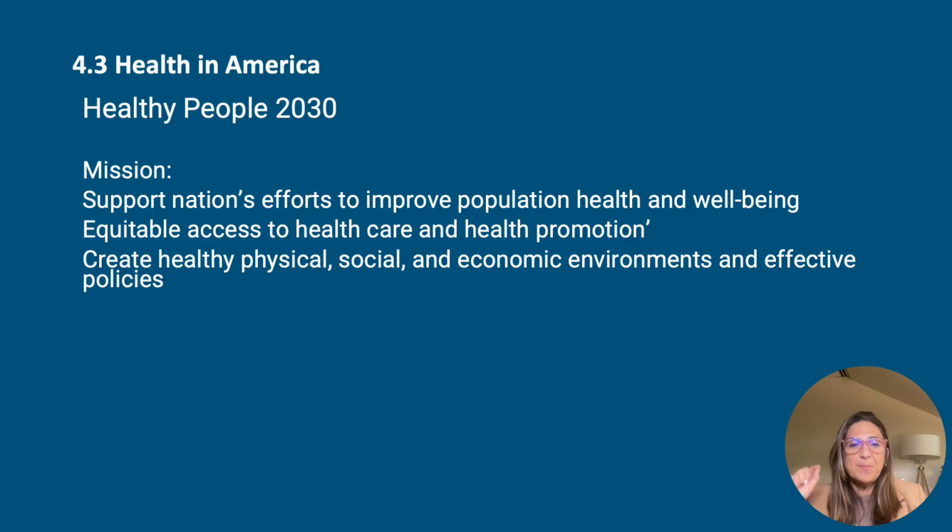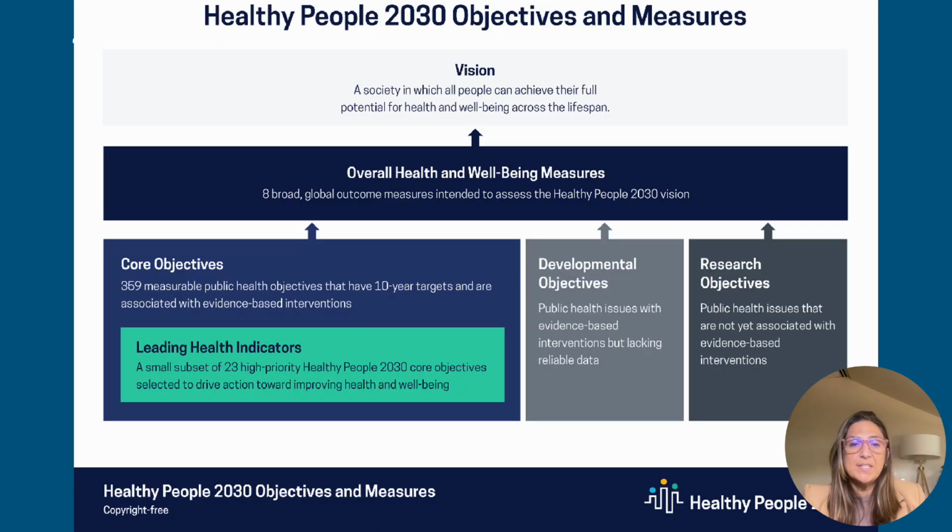To start off, we're going to talk about Healthy People 2030. In the United States, the mission of Healthy People 2030 is to support the nation's effort to improve population health and well-being, and this is to help promote healthcare across the nation. And the idea is to create physical, social, and economic environments and really propose effective policies that will promote health for all the different populations within the United States.